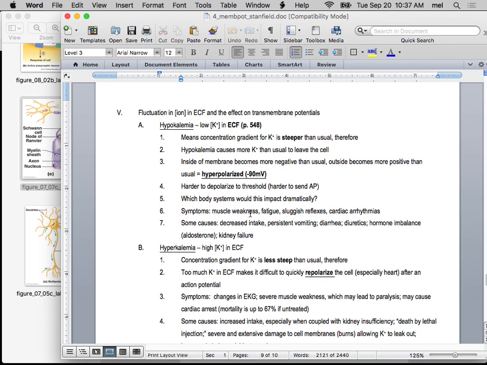So what's going to happen is you're going to end up with muscle weakness because, remember, muscle strength is coded by frequency. But I'm not getting them every time, right? You are going to have fatigue, both mental and physical fatigue. You are going to have sluggish reflexes. And importantly, you're going to have cardiac arrhythmias, because what your heart should do is contract when you tell it to, right?